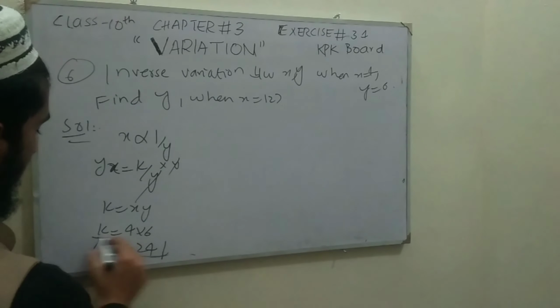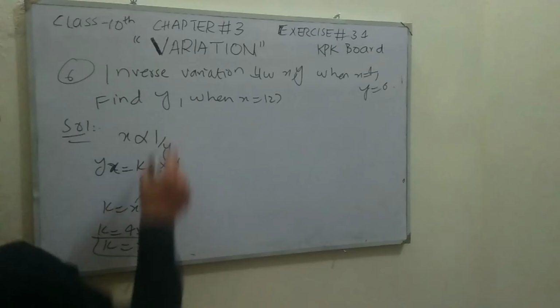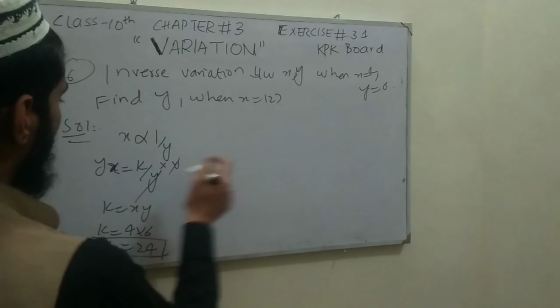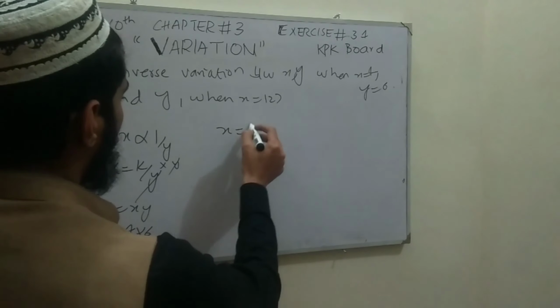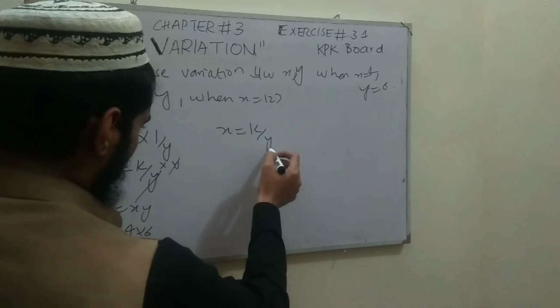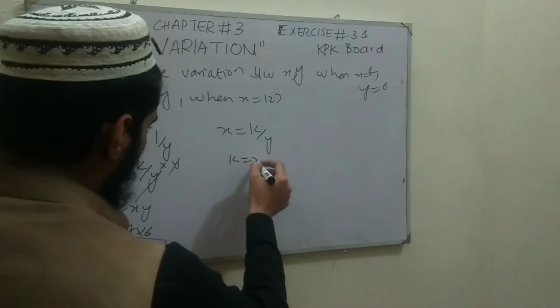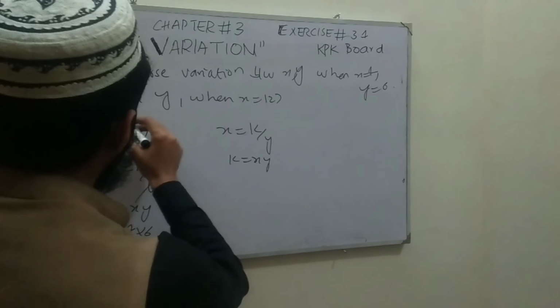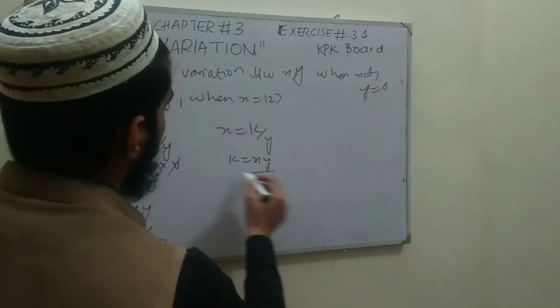We are not interested in k is equal to 24. We are interested in y. Using the same equation, x is equal to k divided by y. Bringing y to the left hand side, k is equal to xy. We are interested in y, so divide both sides by x.